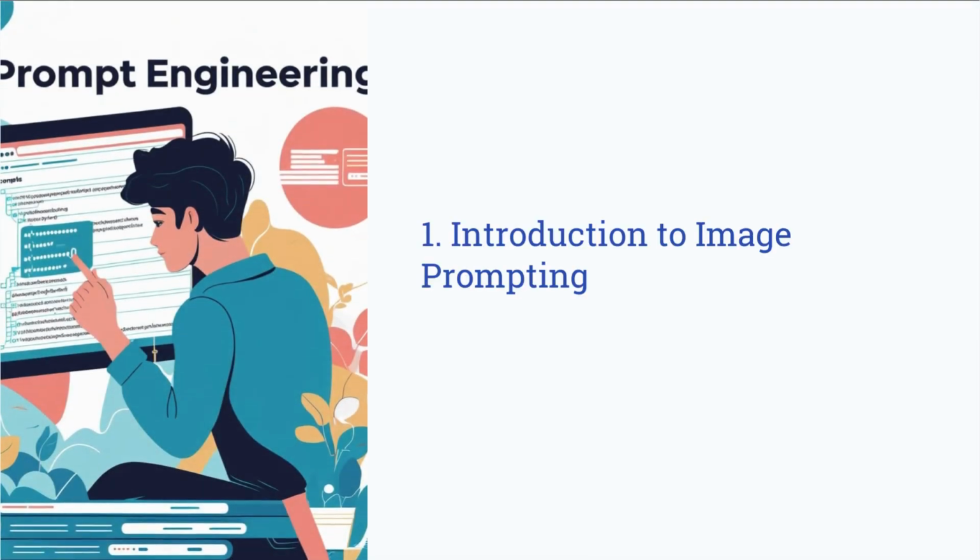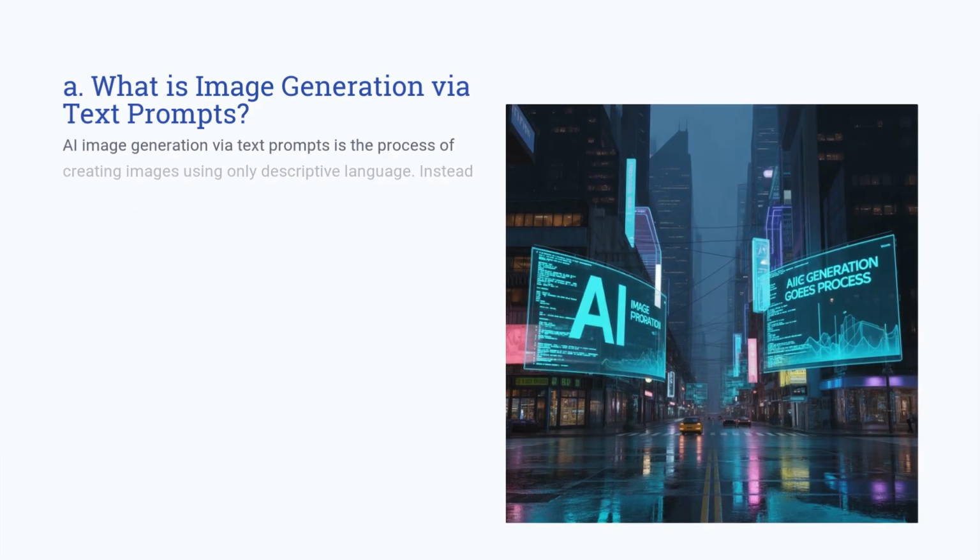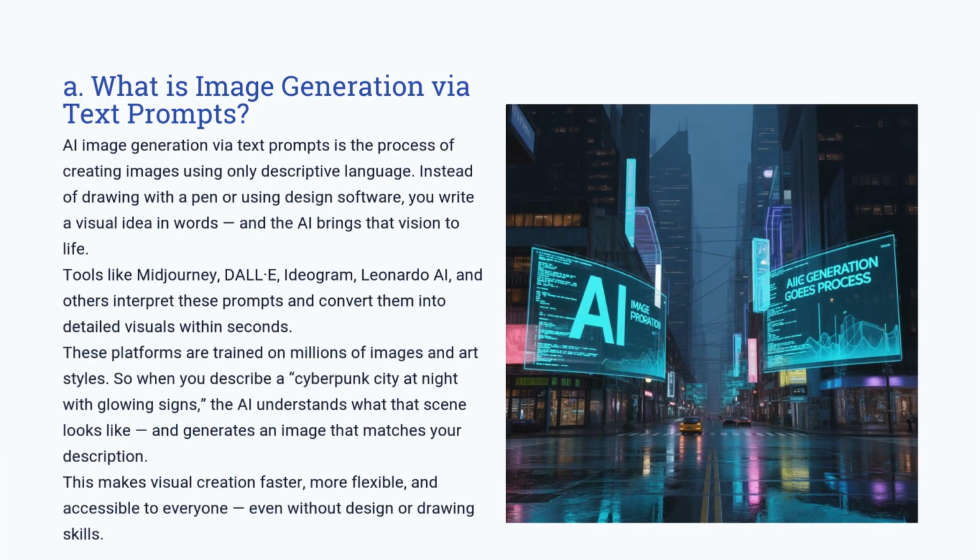Alright, let's start with the basics. What is image generation using text prompts? Well, it's the process of creating images using nothing but descriptive language. You don't need a pen, a paintbrush, or any fancy design software. All you do is type out what you want to see, and boom, the AI brings that vision to life.